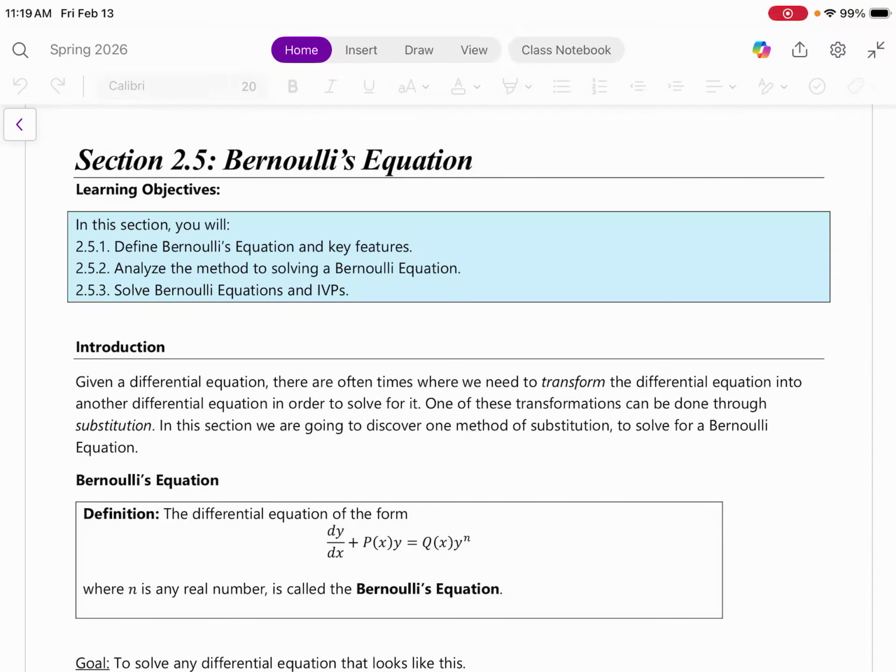Hi everybody, welcome to the section 2.5 video. In this section, we're going to be discussing a new type of differential equation called the Bernoulli equation.